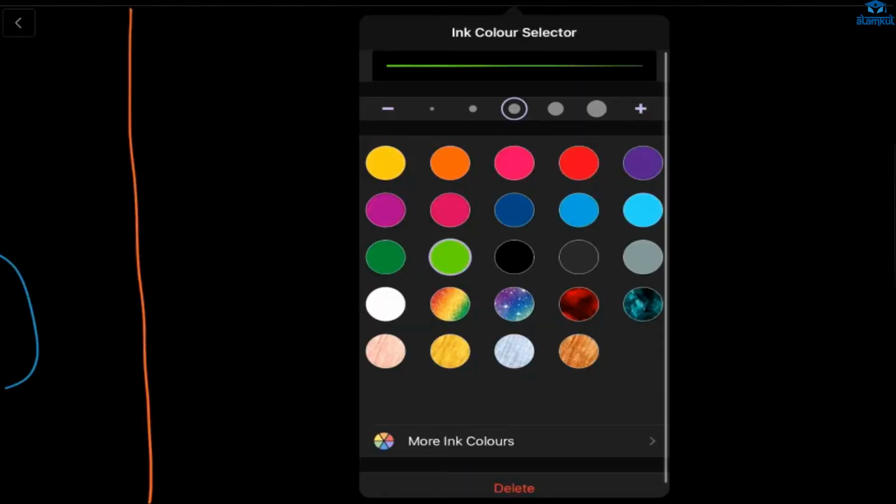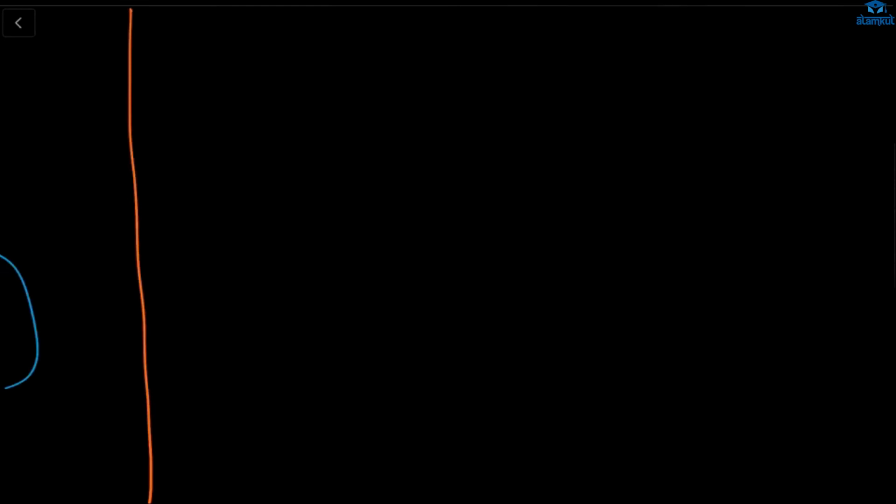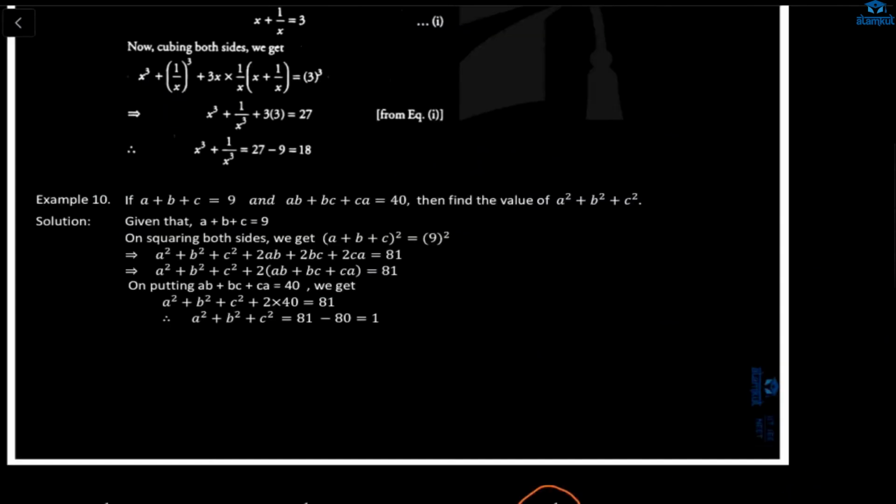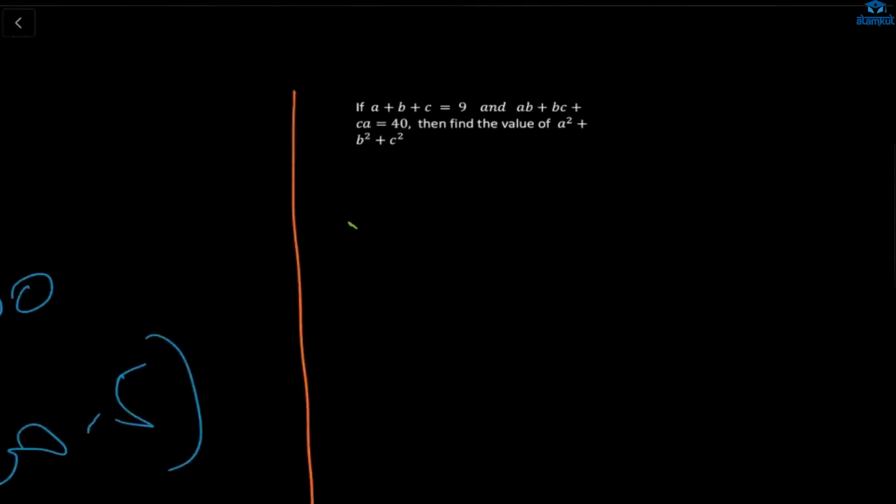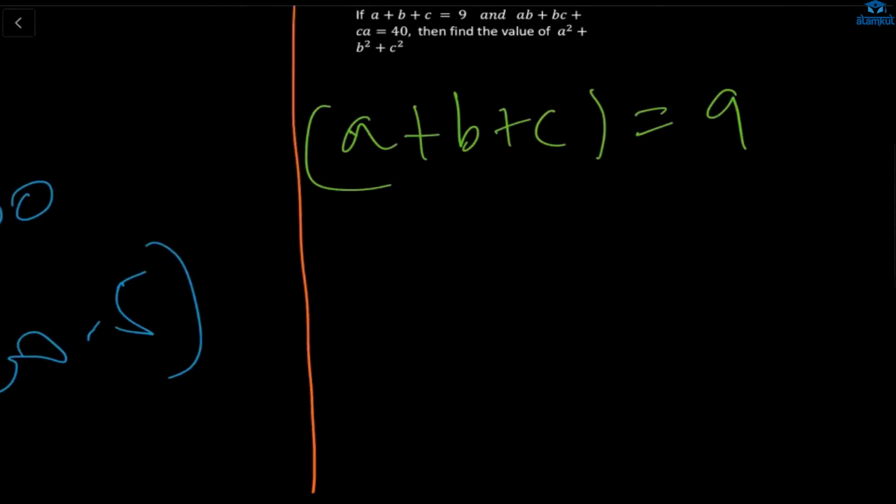Now let's see here. Just let me copy the question, just a minute. Let me copy this question from here. Next. Now, we will square the first equation, a plus b plus c is equal to 9. We are going to square it. Why? Because a plus b plus c whole square will give you a square.